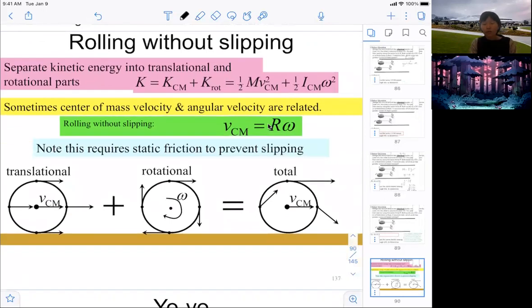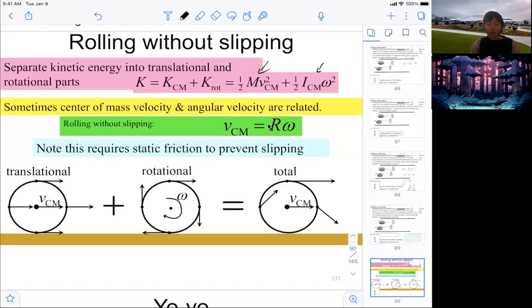Okay, now we are ready to solve some problems using the conservation of energy approach for rolling without slipping. As we said previously, you have to consider two different energy terms. One is the translational motion, where v is the translational velocity of the center of mass. The second one is the rotation relative to the center of mass, right? So the object is spinning and going forward at the same time.